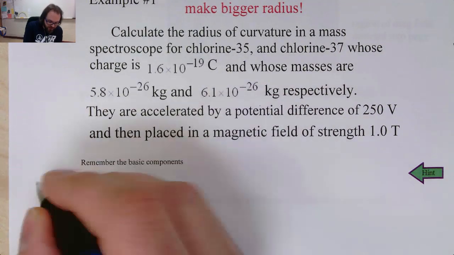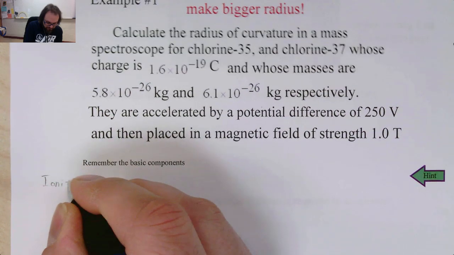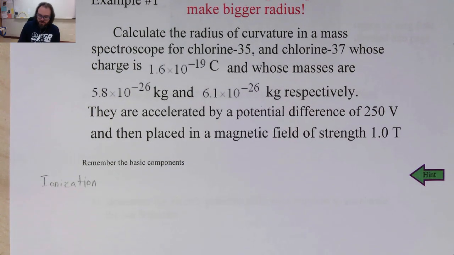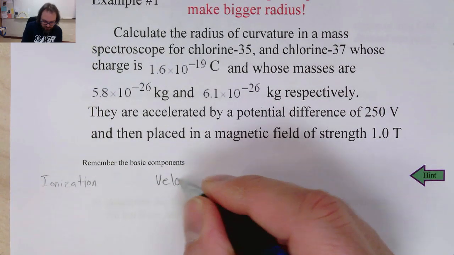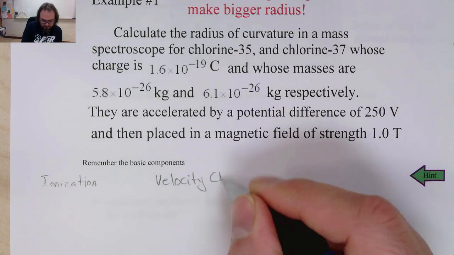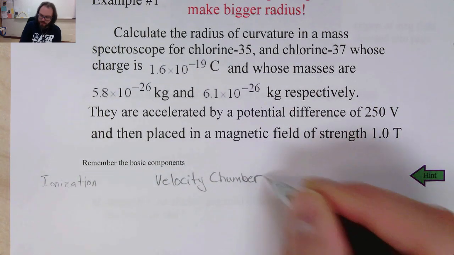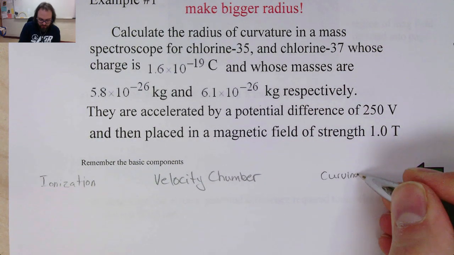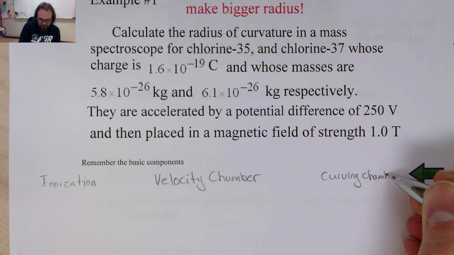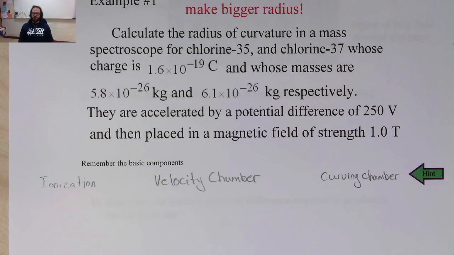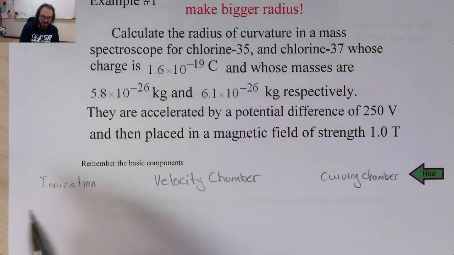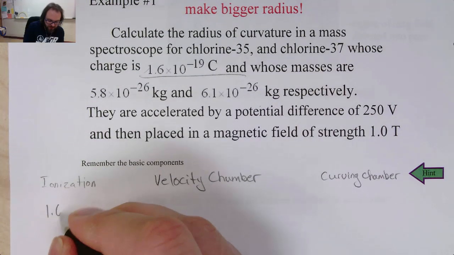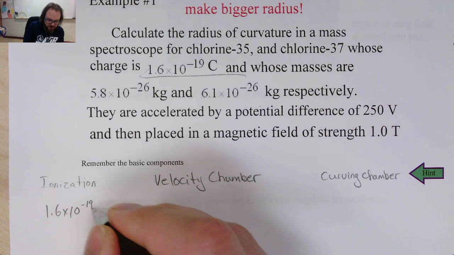I have an ionization step, where it's ionized, then we have a velocity chamber, and then we're going to have a curving chamber. Okay. So we're always going to start in my ionization chamber. In my ionization chamber, we end up getting my charge, which it says is right here. So that's going to be 1.6 times 10 to the negative 19 coulombs.